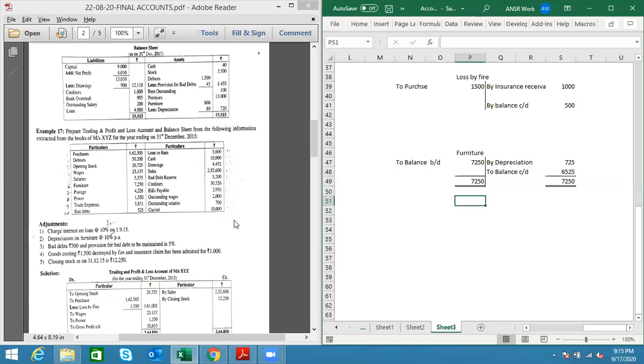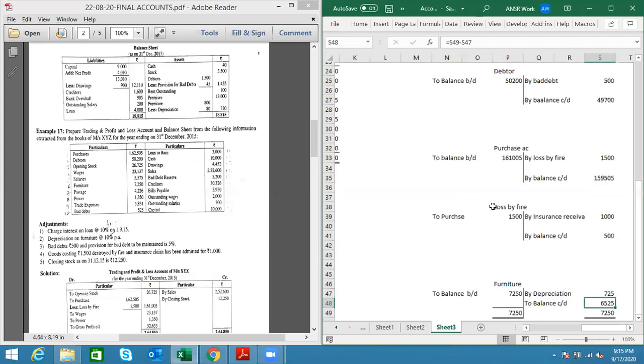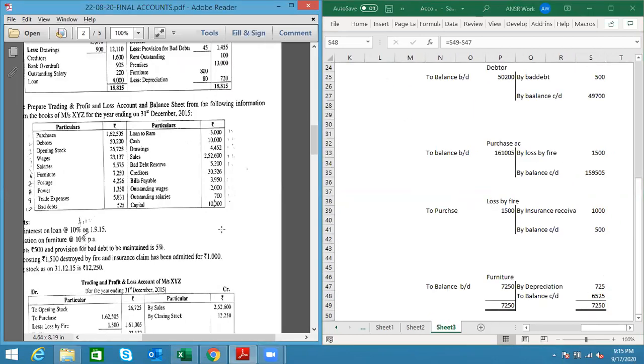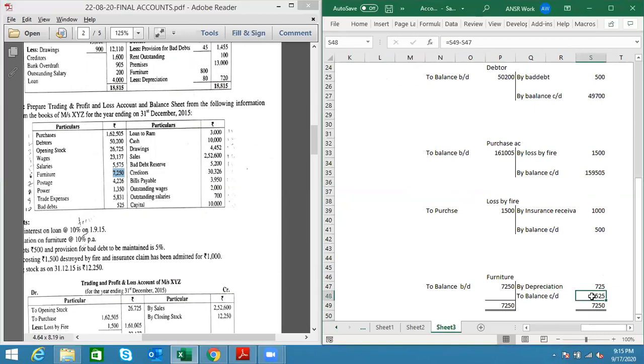So to answer my question: in the balance sheet and trading and profit and loss account, you will take the revised balances, the balance that we just calculated. Do you see that? 6,225 is the new balance for the furniture account. However, if you go to the trial balance given in the question, the furniture is given as, can you see that amount? Right, 7,250. You will not take the 7,250. You would rather take the 6,575.